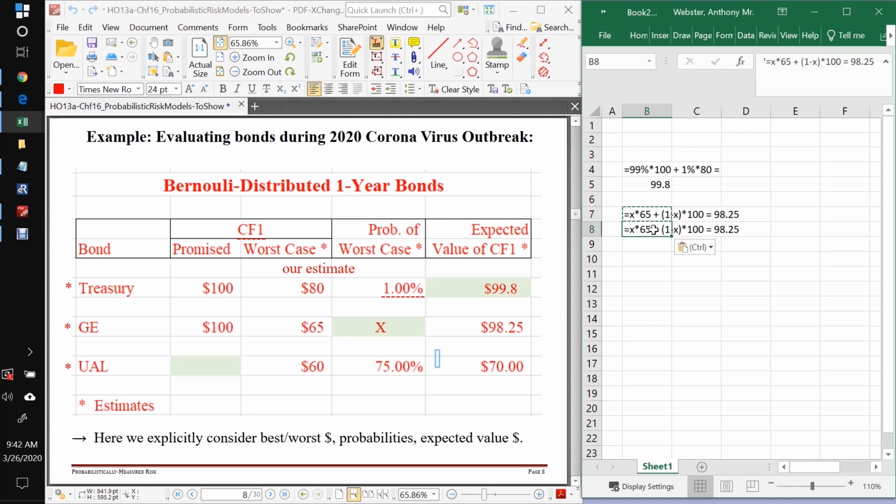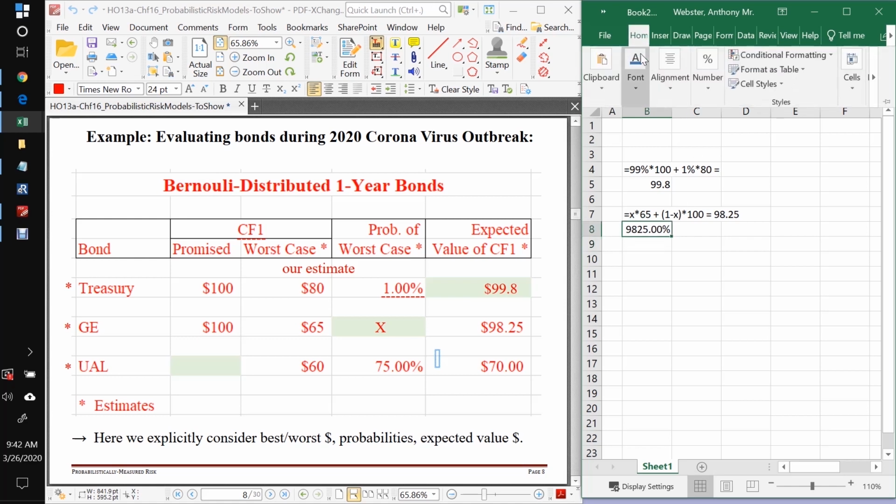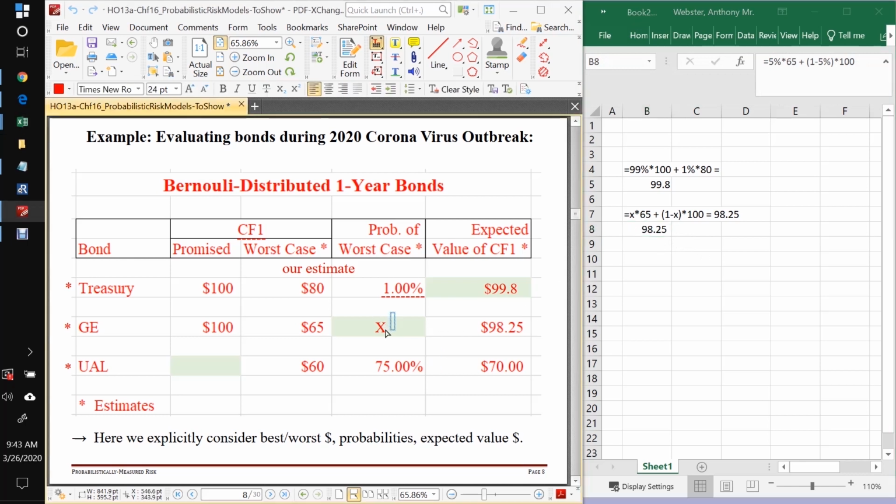Of course, I've already done the algebra, so let me just show you that that is really true here. So I'll bring this down here and put in 5% here, and 1 minus 5% here, and I'll turn this into an equation to be solved. Once we get that solved, we do see that 5% probability of worst case does give us our 98.25. So I'll just come back over here and say x equals 5% for that one.